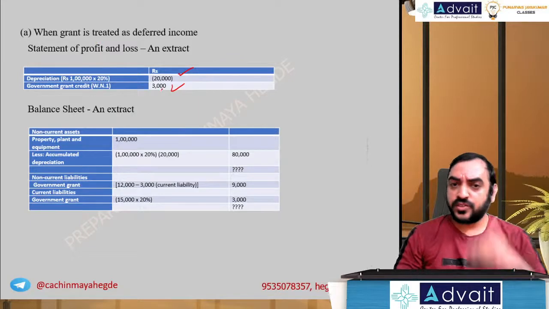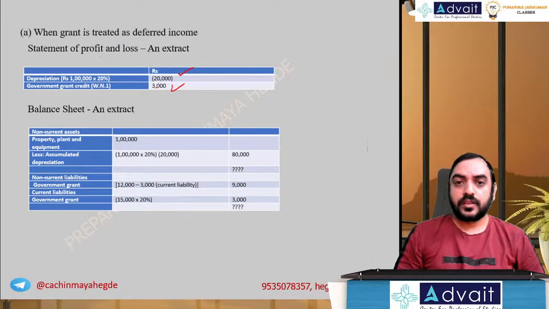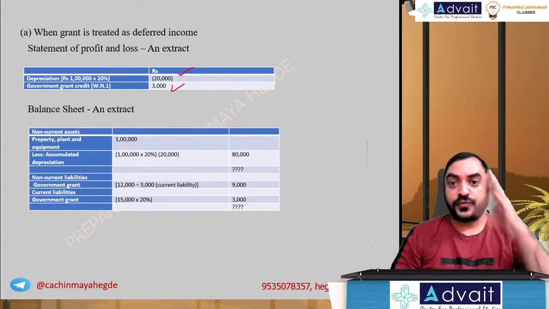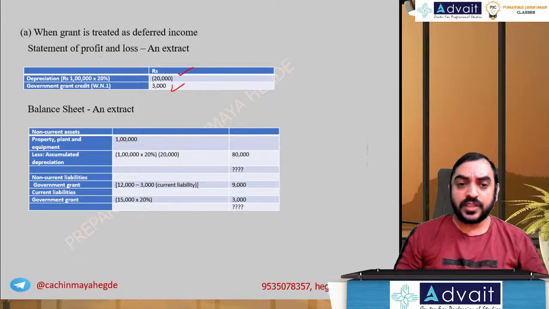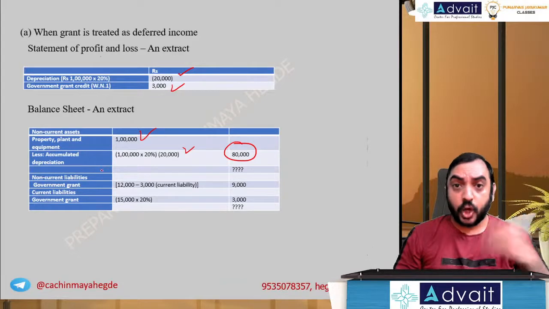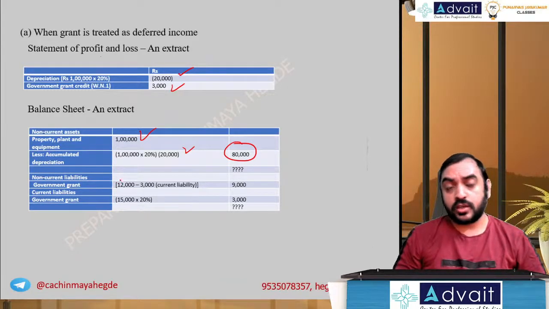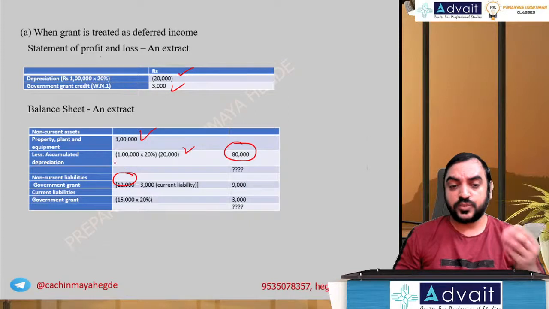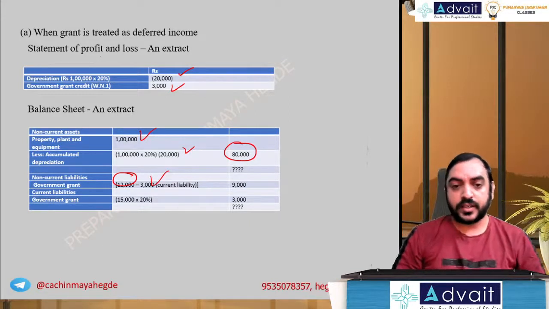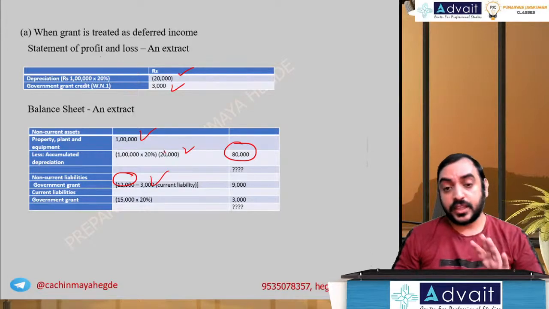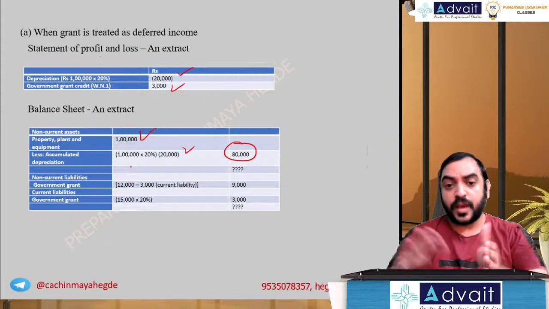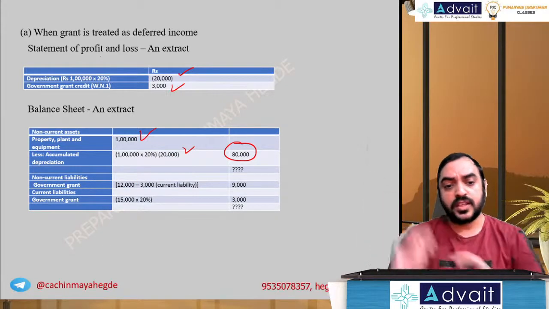So statement of profit and loss, 20,000 is the expense depreciation, 3,000 is the portion of government grant transferred, amortized to the P&L account. Balance sheet, asset 1,00,000, depreciation 20,000, balance 80,000. Government grant, because long term in nature, you show under non-current liabilities. Government grant 12,000 is what you received. 3,000 is current liability, which we have subtracted. Balance amount is 9,000. Out of 9,000, 3,000 is current because it's going to be reversed in the next year. Balance 6,000 is non-current, which is going to be reversed in the subsequent years.